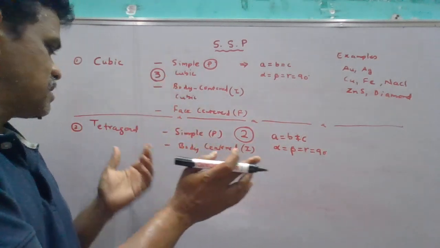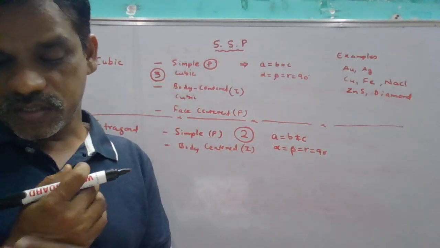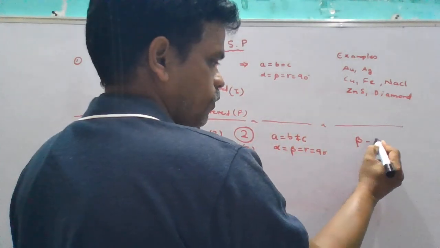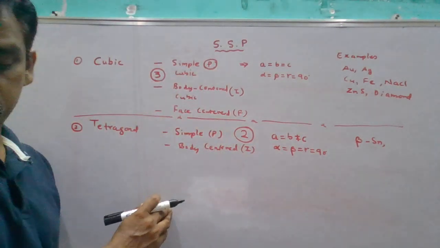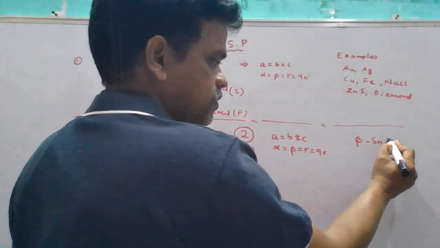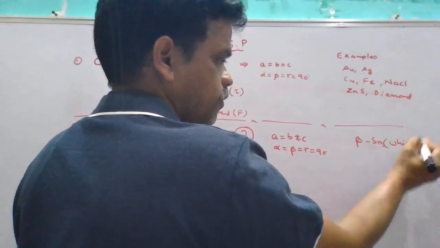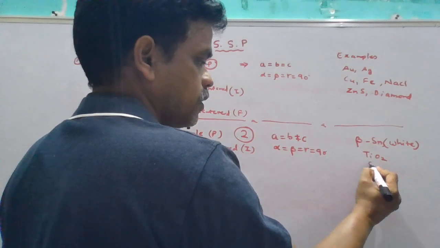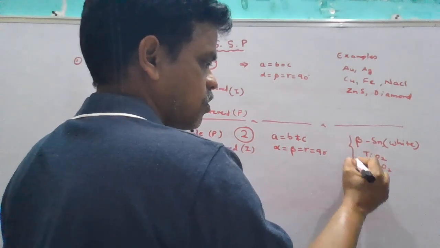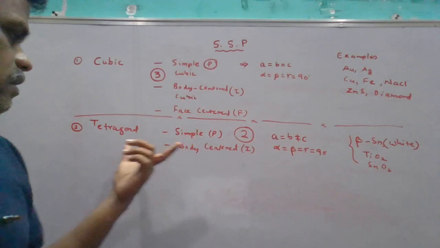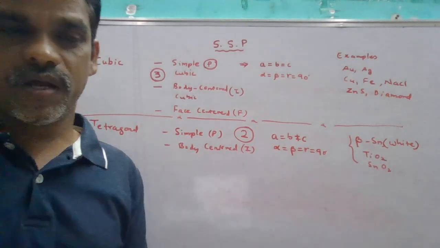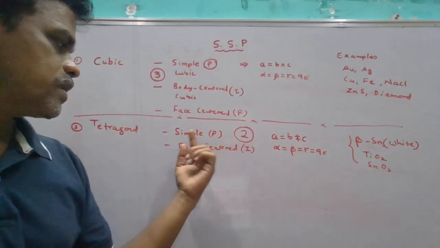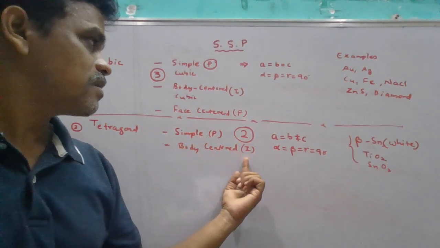Some compounds exist in the tetragonal crystal system. Examples are beta tin, which is white tin, then titanium oxide and tin oxide. So these compounds exist in the tetragonal system. I discussed the second crystal system, with two Bravais lattices: simple tetragonal and body centered tetragonal.